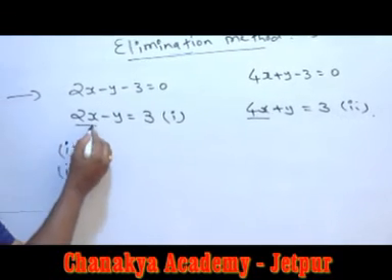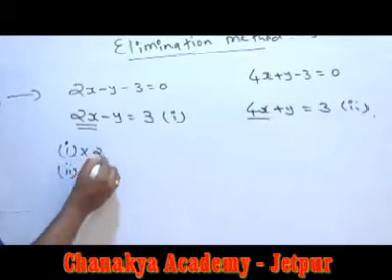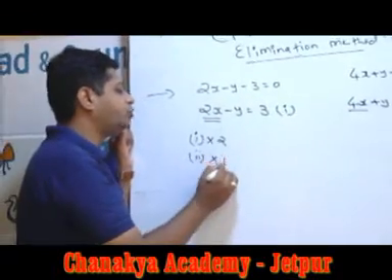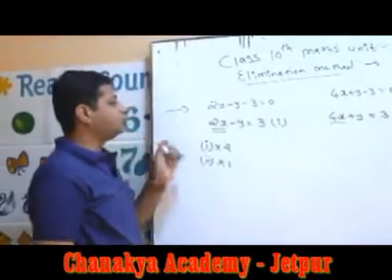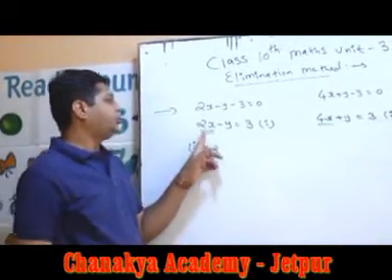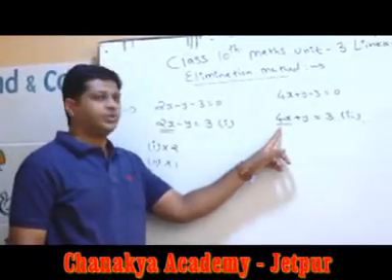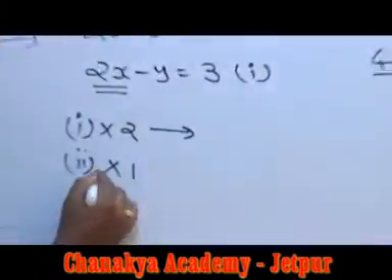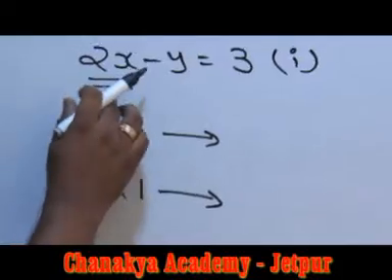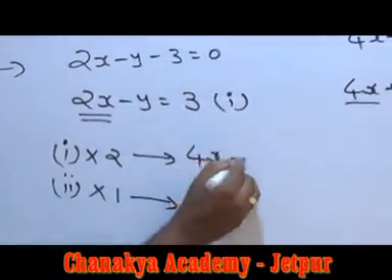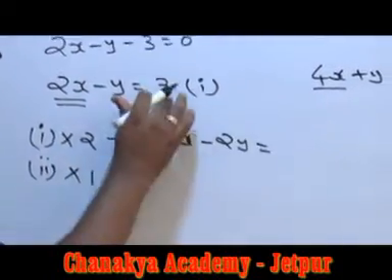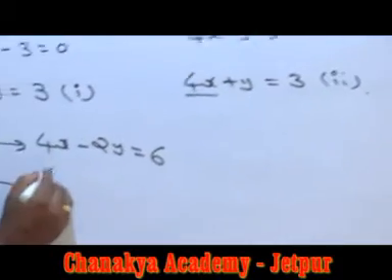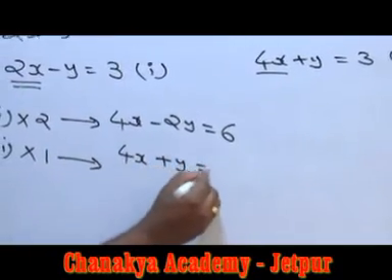So we are going to multiply 2x with 2 in order to obtain 4x, and equation 2, 4x, will be multiplied with 1 in order to obtain 4x. Okay students, here 2 is a factor of 4, therefore we are multiplying equation number 1 with 2 and equation number 2 with 1. Here 2x into 2 gives 4x minus 2y equal to 3 2s are 6. Here equation 2 will be multiplied with 1, that is 4x plus y equal to 3.